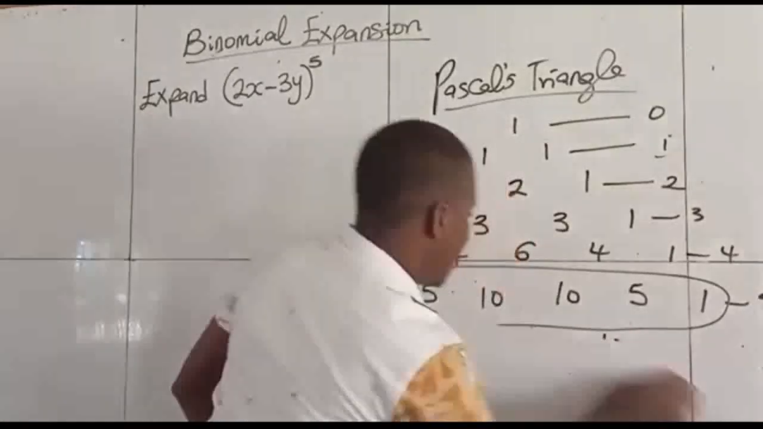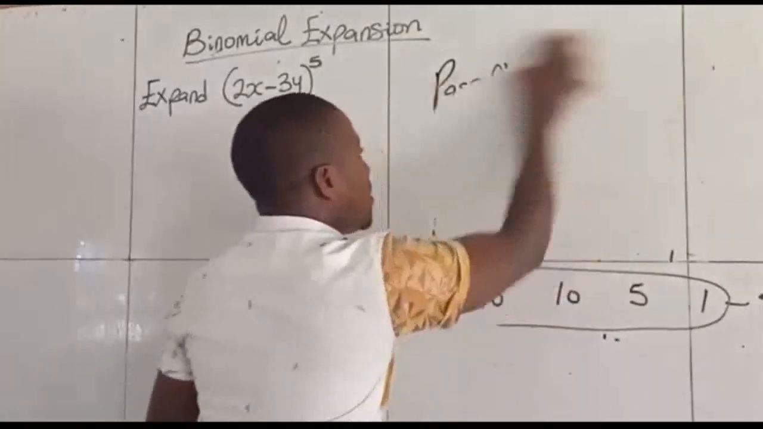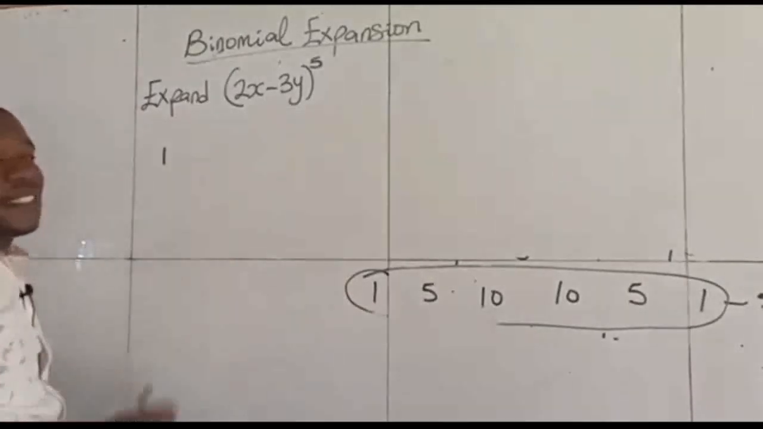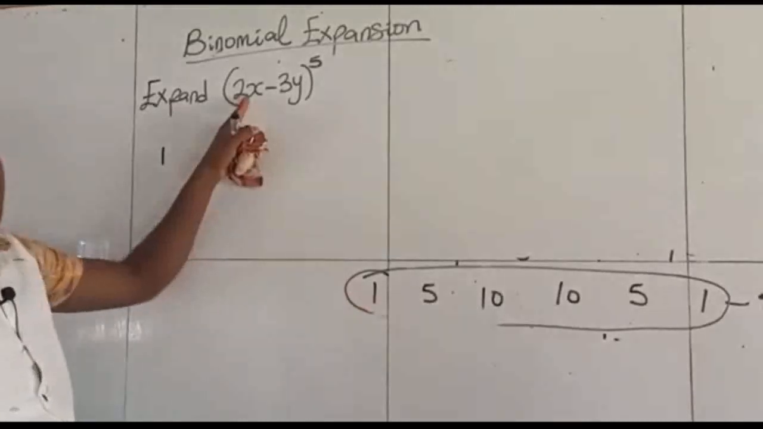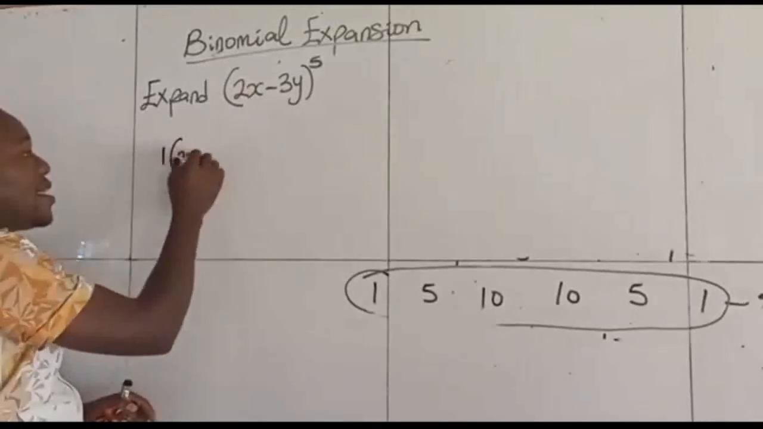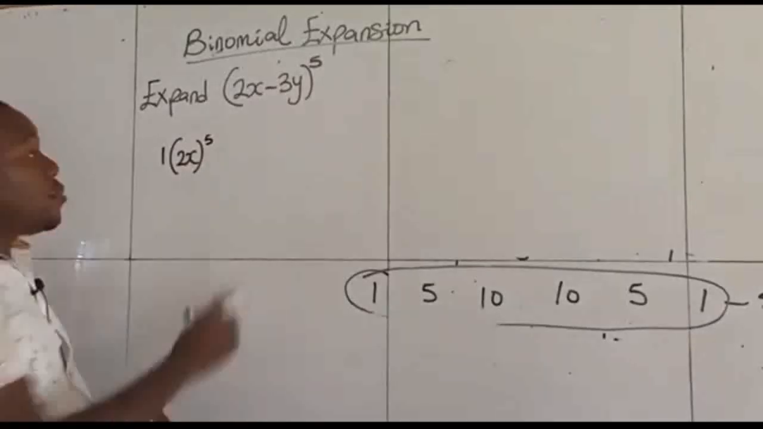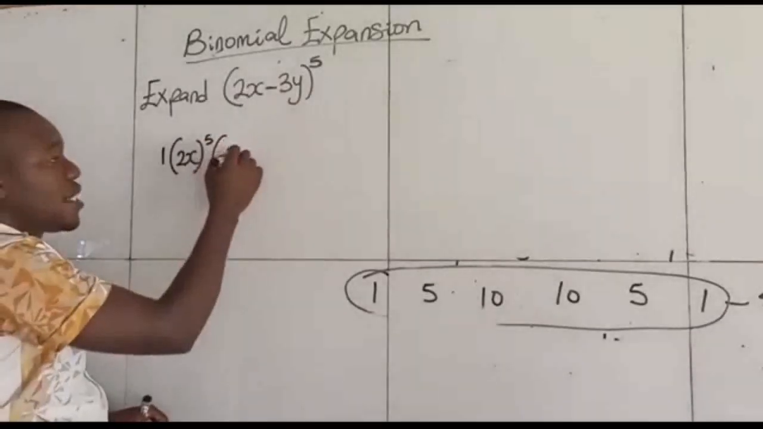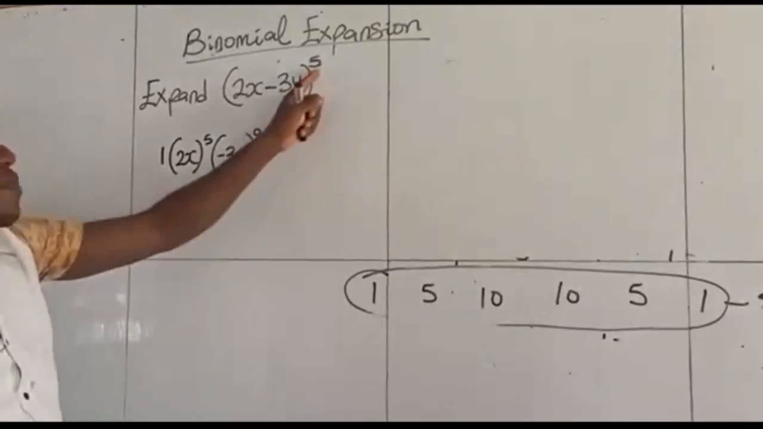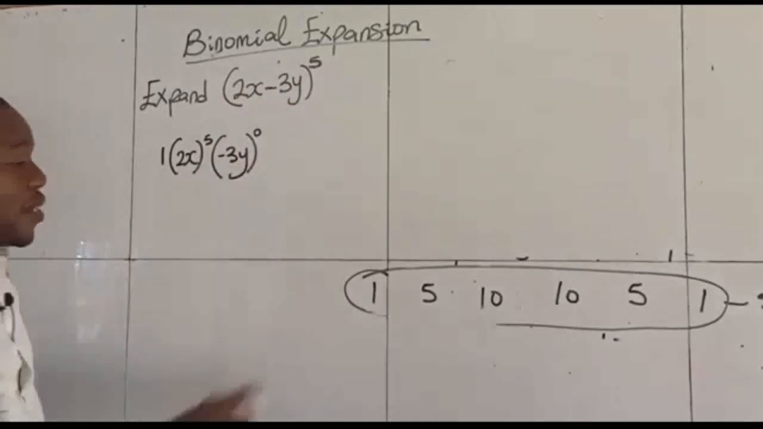So what we have is 1, 5, 10, 10, 5, and 1. So with these coefficients, we quickly expand. You pick out the first coefficient, 1. Then pick the first term in the binomial expression, which is 2x. Raise it to the highest power, 5. Then you pick the next term, which is minus 3y. You raise it to the least power, which is 0. So you always start with the highest power for the first term, and then the least power for the second term. So we are done with this coefficient of 1.